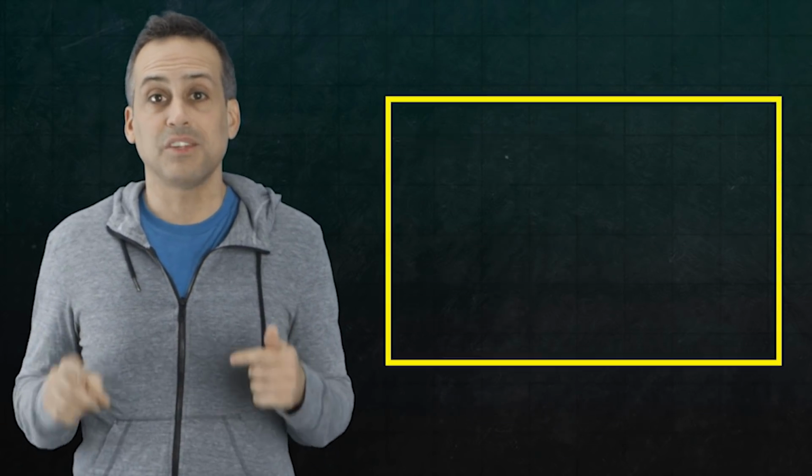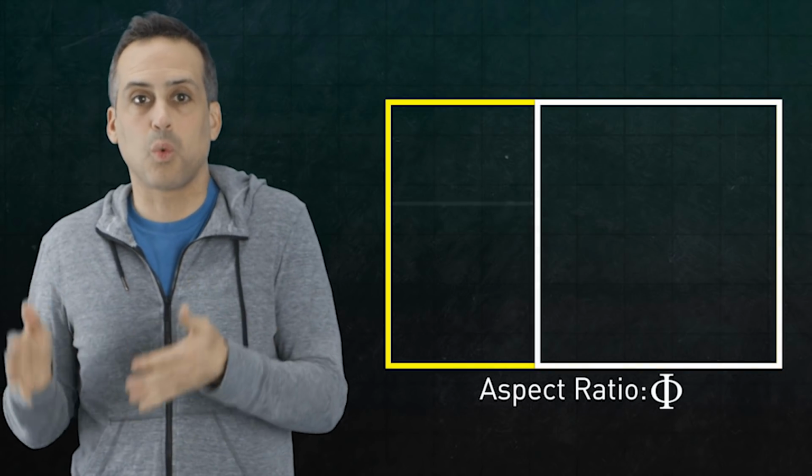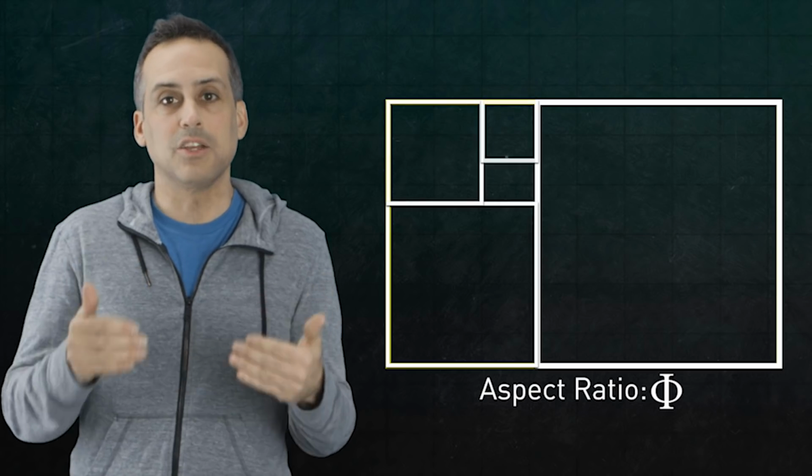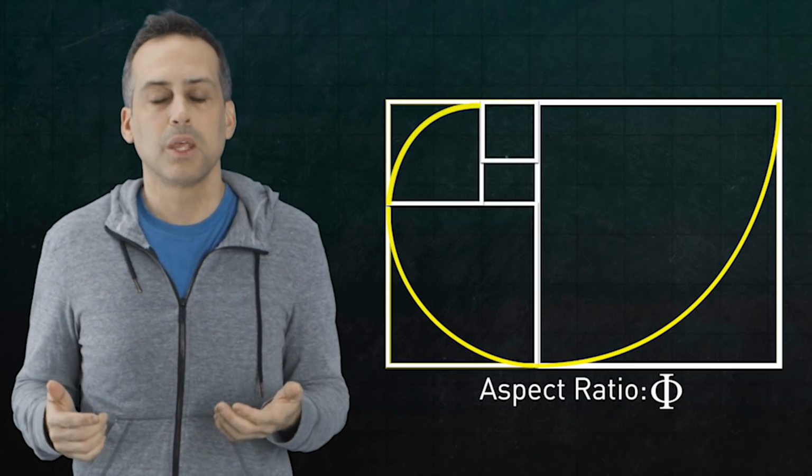If a rectangle has an aspect ratio of phi, then you can subdivide it forever into a square and another golden rectangle at each level, and you can make fun logarithmic spirals by connecting the corners.